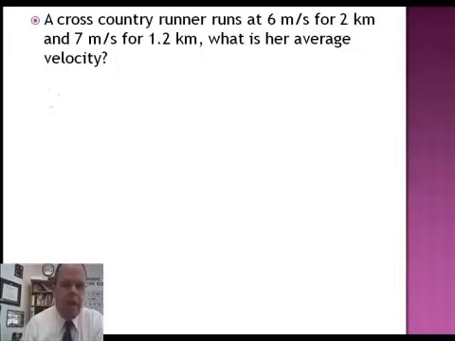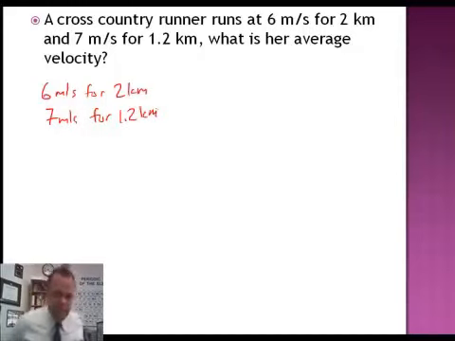When we look at this problem, there are two parts to this problem. 6 meters per second for 2 kilometers and 7 meters per second for 1.2 kilometers. Now the easy mistake to make here is to think about this as being an average of 6.5. It goes 6, it goes 7, add the two together, divide by 2, and you get 6.5. But the person travels at 6 for a significantly longer period of time than they travel at 7. So the average is actually going to be closer to 6 than it is to 7, meaning that we're going to get an answer somewhat less than 6.5.